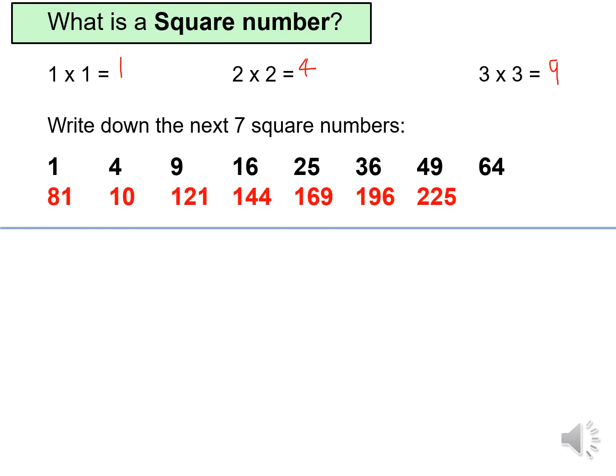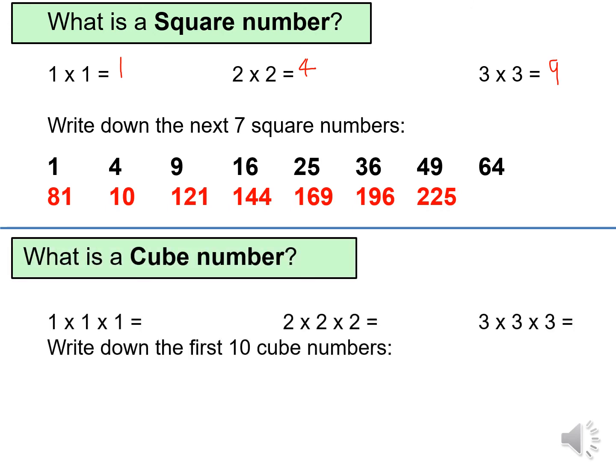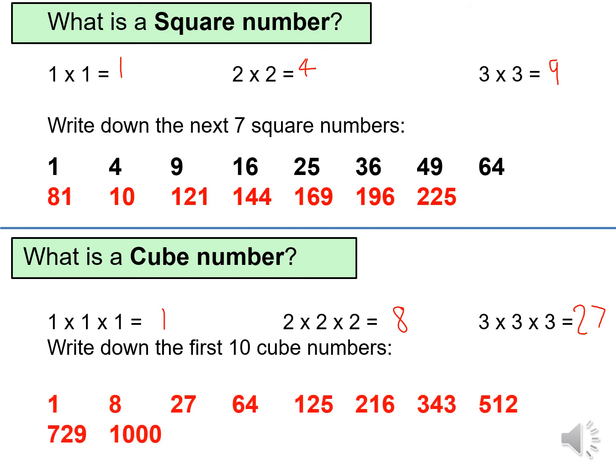Okay, let's have a look at now the cube numbers. A cube number is essentially the same thing. 1 times 1 times 1 will give me 1. 2 times 2 times 2 gives me 8, and 3 times 3 times 3 is 27. What I want you to do now is write down the first 10 cube numbers. Pause the video and have a go. Okay, these are your first 10 cube numbers.